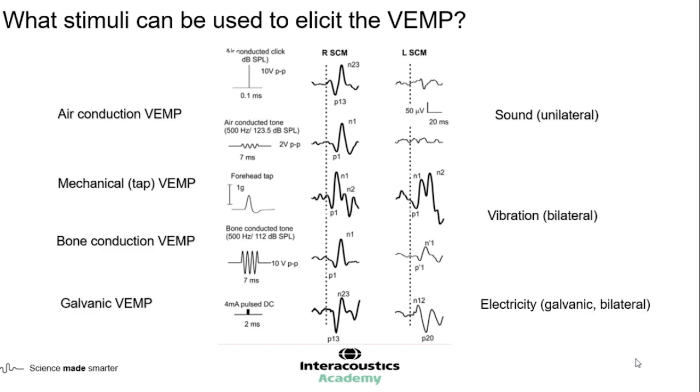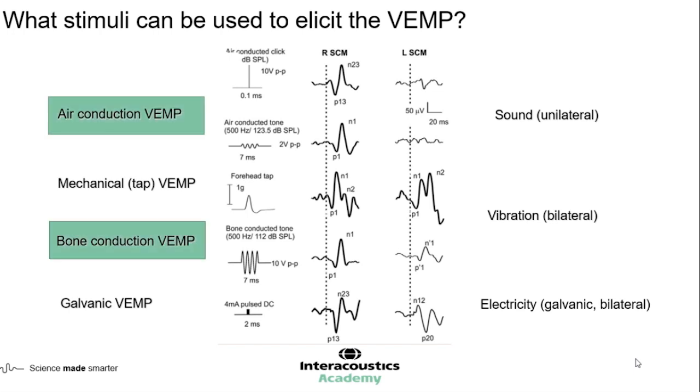Also, we mentioned that electrically we can stimulate the vestibular system, so you can record a galvanic response. We can actually use a galvanic or electric response by placing electrodes and passing a small current through them. But today we're going to focus really on air conduction and bone conduction, because we're talking about clinical application, and in the clinical setting these are the two types of stimuli that are more readily available to us.